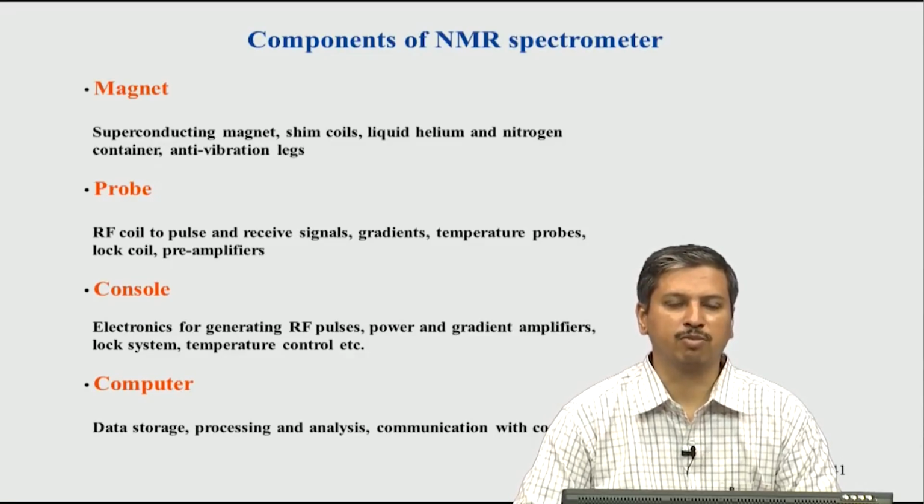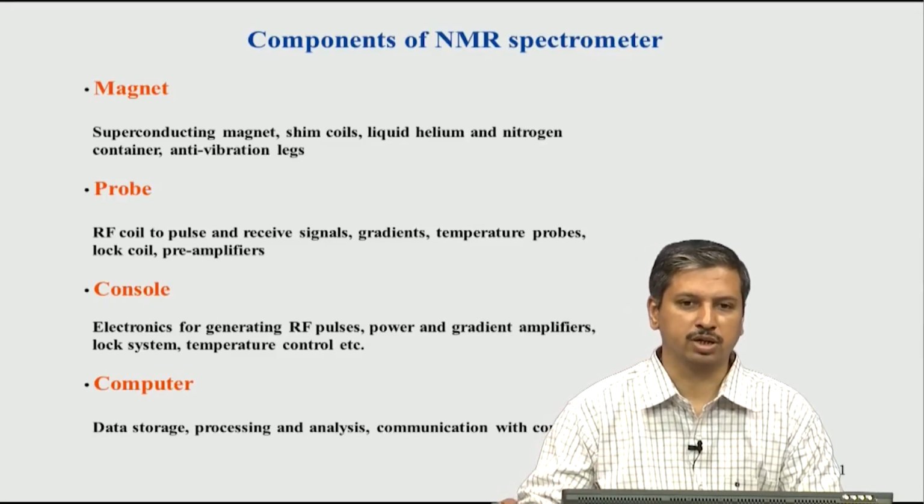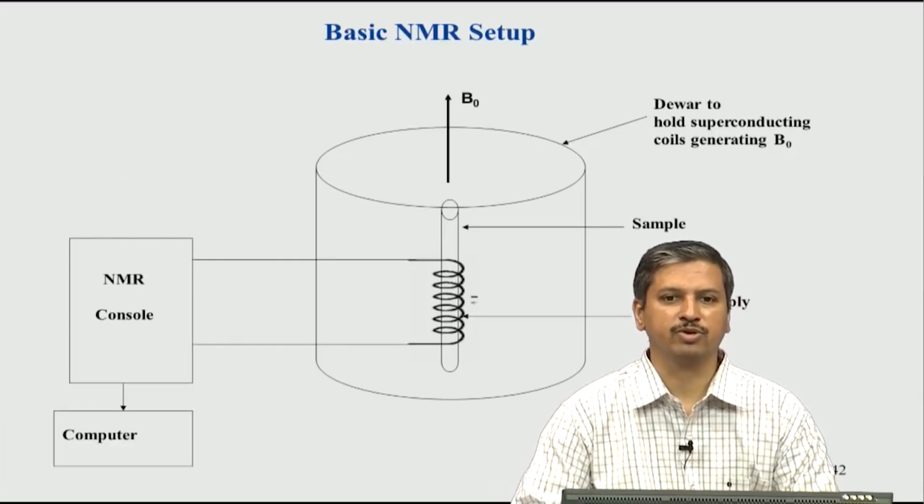All the control of the probe and magnet is done by the electronics in what is called the console. The console is a box which contains all the different boards and circuits for generating the RF pulses. We have what is called gradient amplifiers and the lock system and so on. Finally, all the data collected by this hardware is, after digitization, stored in the computer, where we do the processing and analyze the spectrum, and that is how we come to look at the data. So, let us go one by one with each of the components.